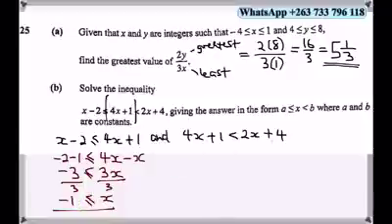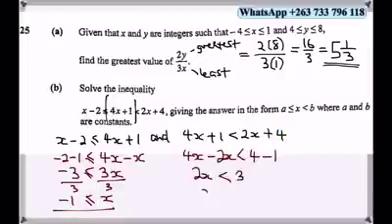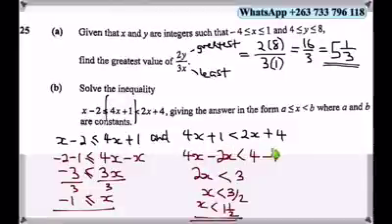Then on the second, we take 2x to the left, then 1 to the right. So they both become negative. So 4x minus 2x less than 4 minus 1. This 4 comes to be minus 1, this 2x comes to be minus 2x. Then 4x minus 2x is 2x, and 4 minus 1 is 3. Then we divide by 2 both sides. So this will be 3 over 2, or 1 and a half.